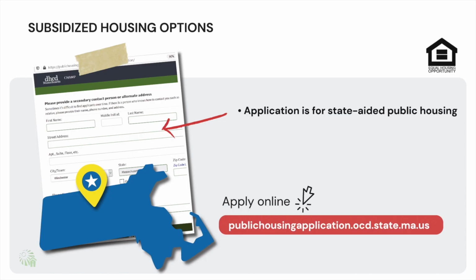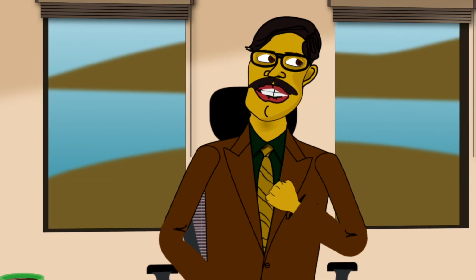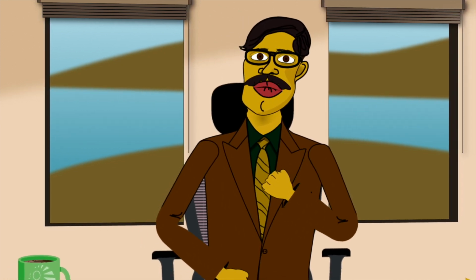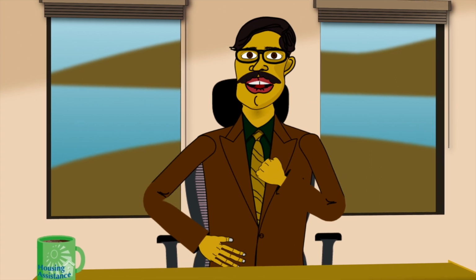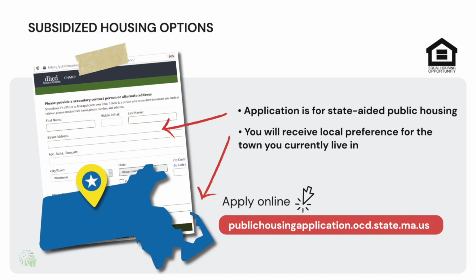Applicants are chosen off of a CHAMP application list in order of priority and preference. For instance, a priority could mean that the applicant's status might be currently homeless, and a preference could be that the applicant is also currently living within the town that has an available unit.